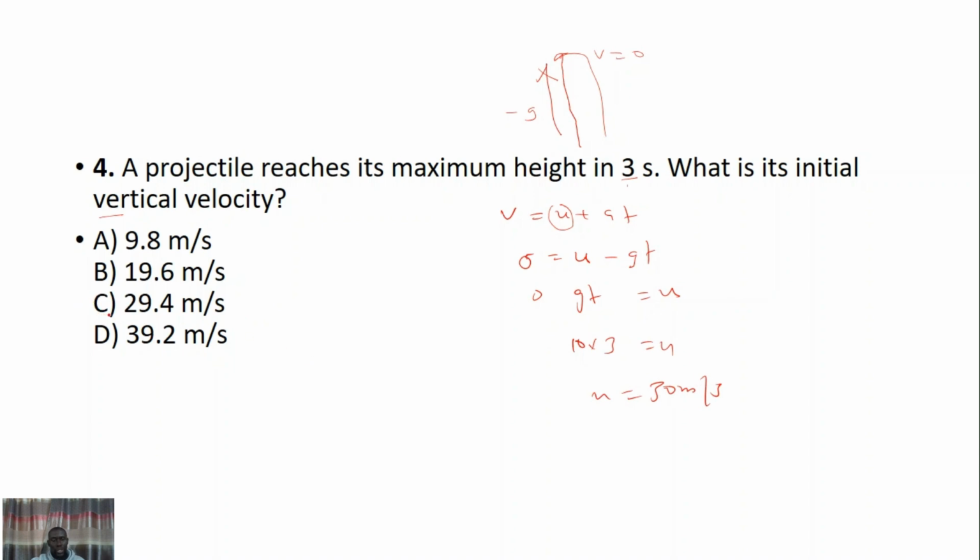So it is actually 29.4 meter per second. Don't forget that we approximated it to 10. Okay, so if we had used 9.8, if you multiply this, it will give you around 29.4.